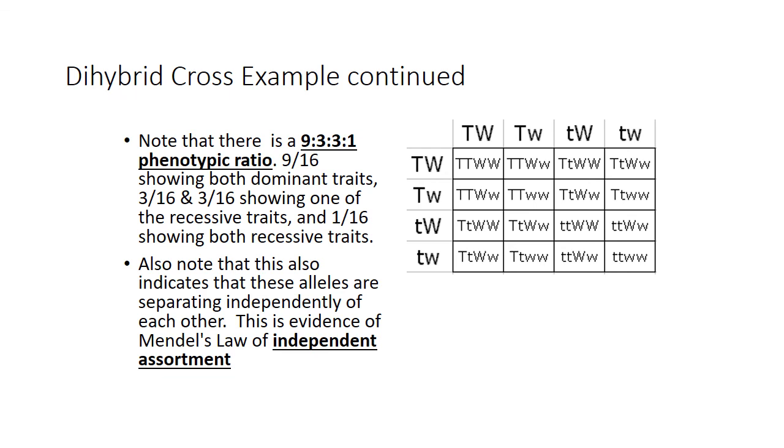So this was with flower color and tallness. So we would have 9 that were tall and purple, 3 that were tall and white, 3 that were short and purple, and 1 that was white and short. And this shows evidence of Mendel's law of independent assortment.